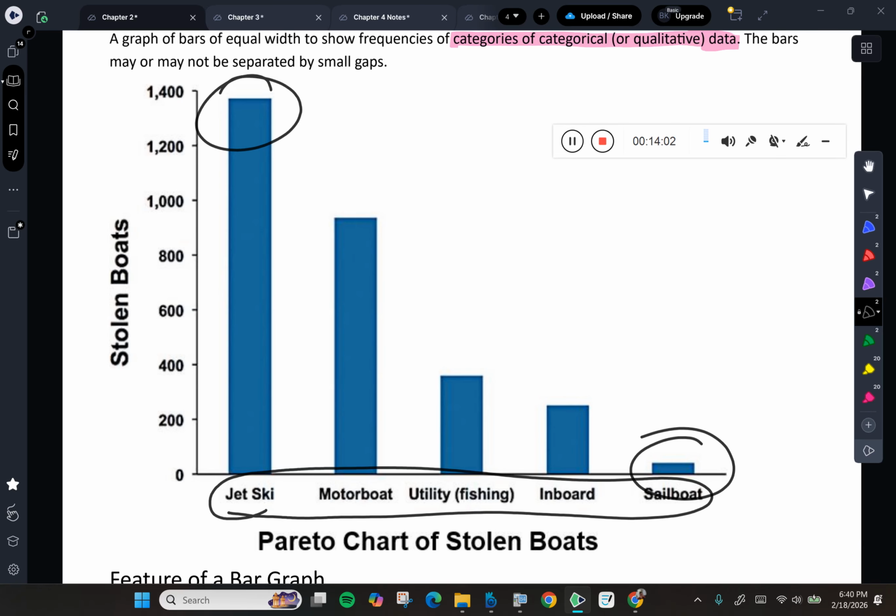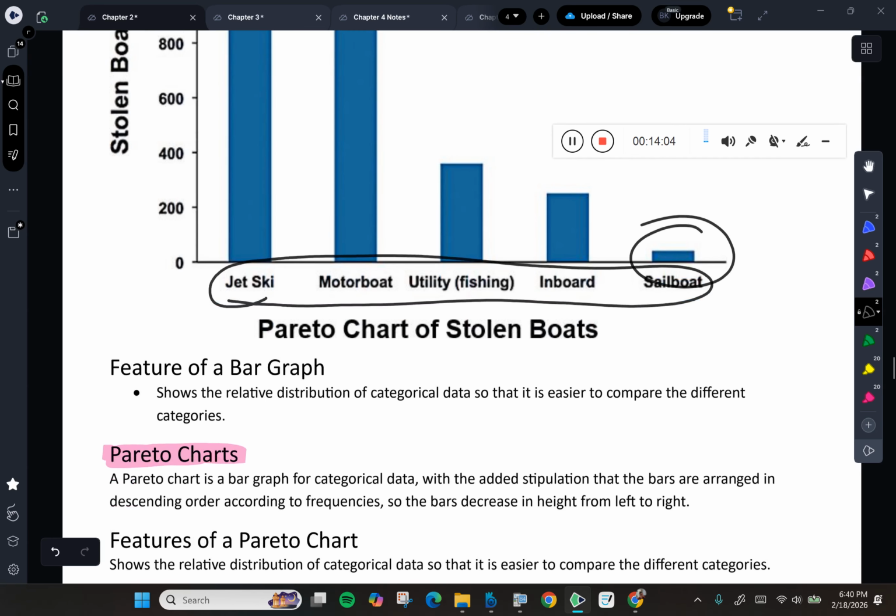So a Pareto chart is a fancy bar graph. Bar graphs are great. They are one of the few ways that we can actually graph categorical data, so we use them a lot. And to make something a Pareto chart is just to say, hey, I want to have a bar graph, but I want to order it so that they go from highest to lowest frequency.